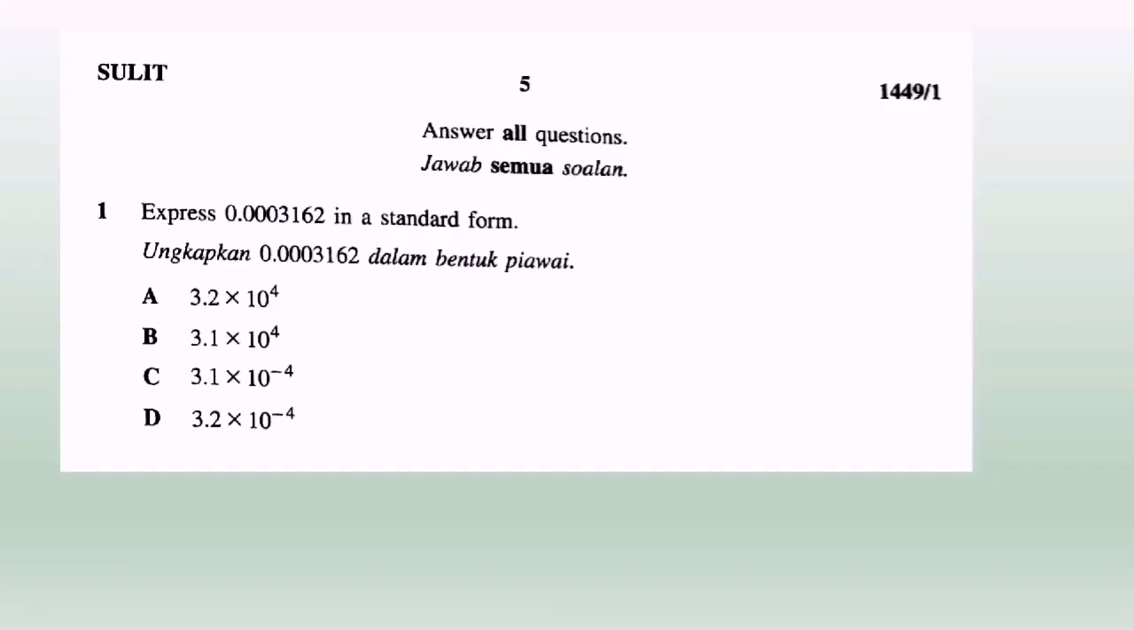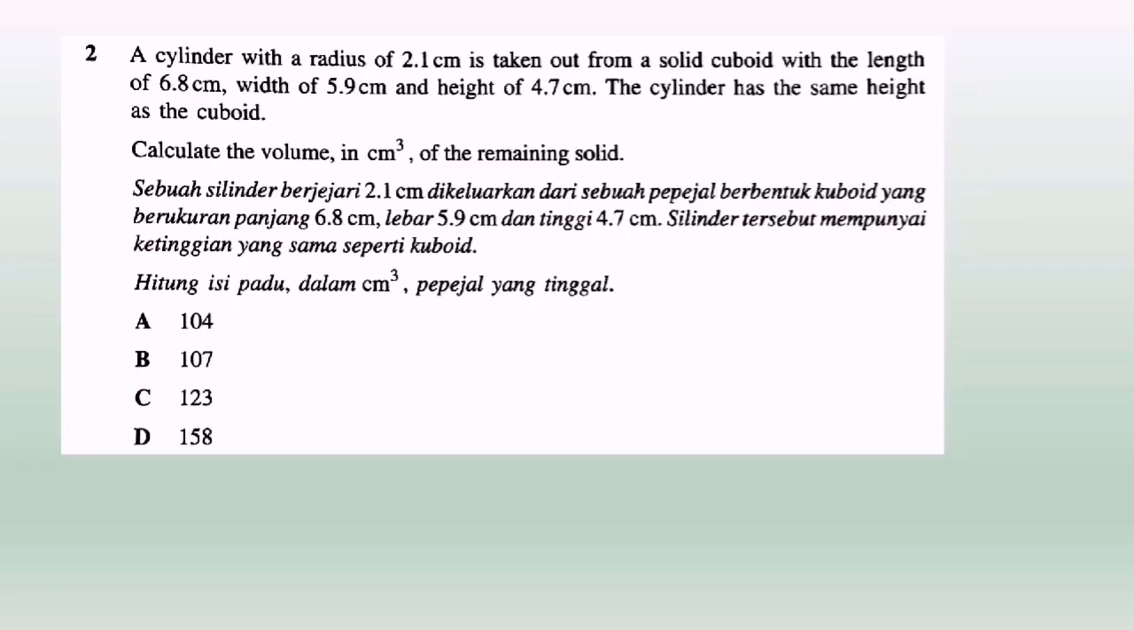Question number 1. Express 0.0003162 in a standard form. So for this number, I move 4 steps backward. 1, 2, 3, 4. The decimal point is here. Must remember, you need to round off this number. So the answer is 3.2 times 10 power of negative 4.